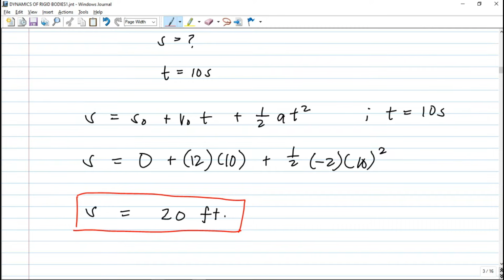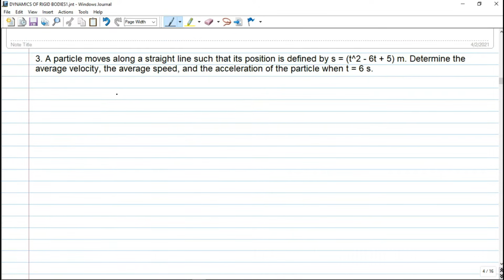Okay, so let's proceed to the next sample problem. So we have this third problem. A particle moves along a straight line such that its position is defined by S is equal to t squared minus 6t plus 5, in meters. Determine the average velocity, the average speed, and the acceleration of the particle when t is equal to 6 seconds.